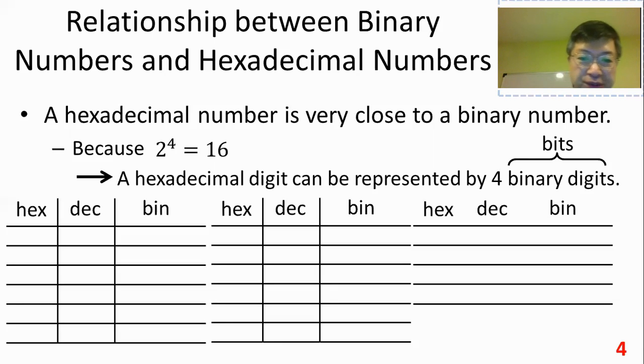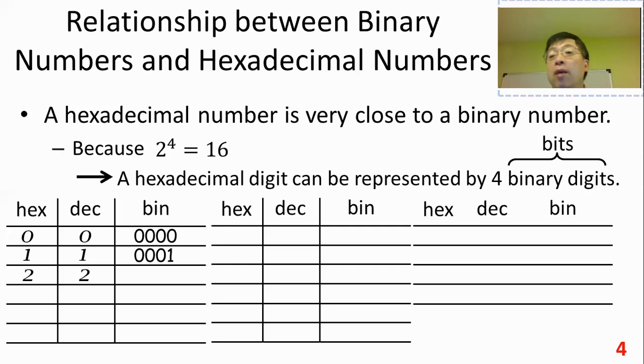Next, I want to use this chart to explain how we assign 4-bit numbers to hexadecimal numbers. So let's start one by one. 0: the binary representation, we need 4 bits, so 4 zeros. Next one, 1: we just add 1 on top of the 0, so we get 0, 0, 0, 1.